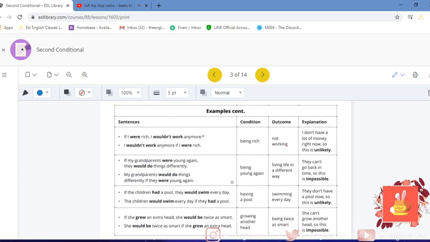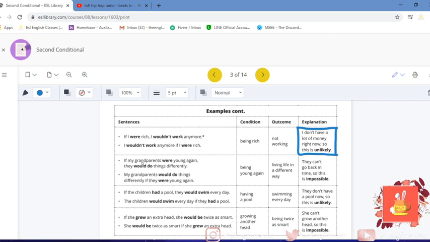All right. Sentences. Here's more. If I were rich, I wouldn't work anymore. I wouldn't work anymore if I were rich. So condition, being rich, outcome, not working. Explanation, I don't have a lot of money right now, so this is unlikely. So to get to this explanation, please know the fact beforehand. If this is about you, then that'd be even better. But for the person, you should know the facts about them.